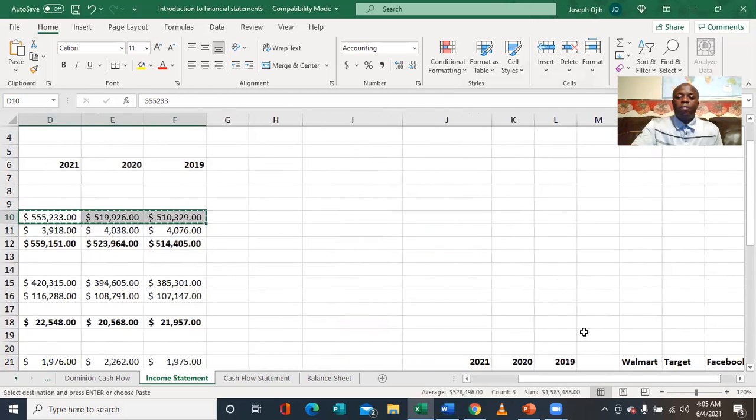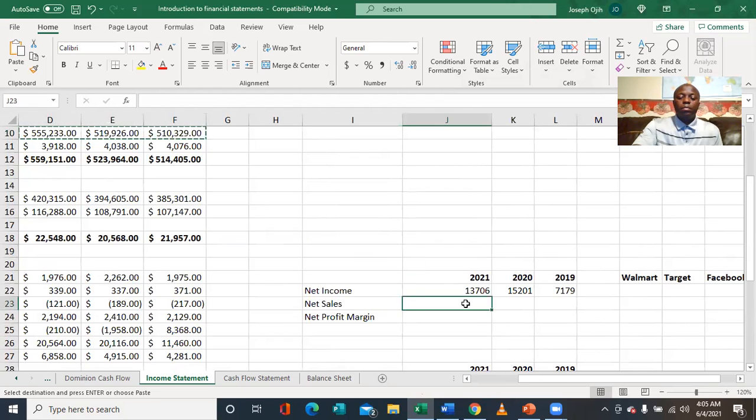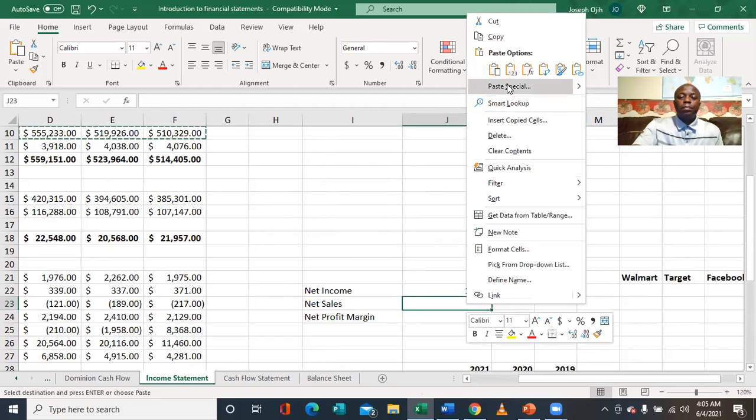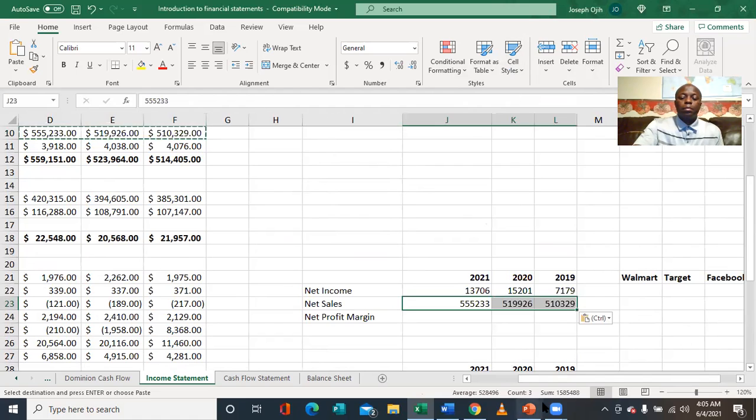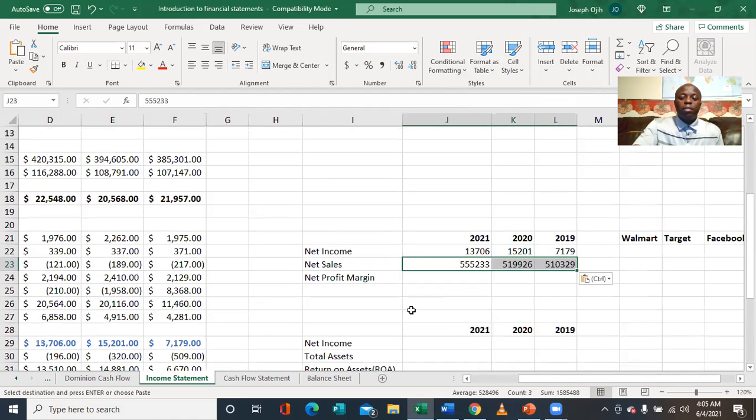So we have it here for Walmart. Again, paste it. Good. Now we can calculate the net profit margin for Walmart. Let me make sure you're seeing this. Okay, good, you're seeing it.